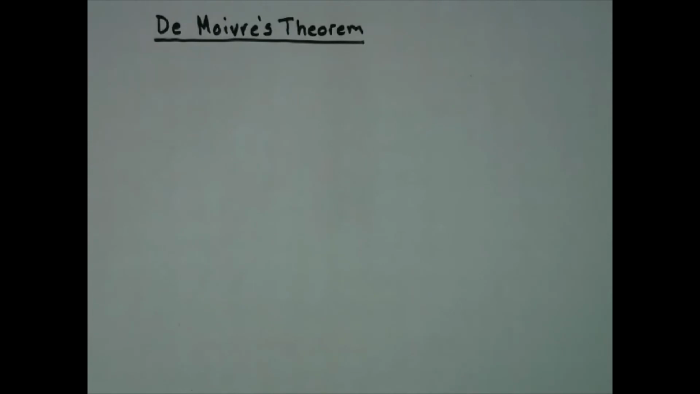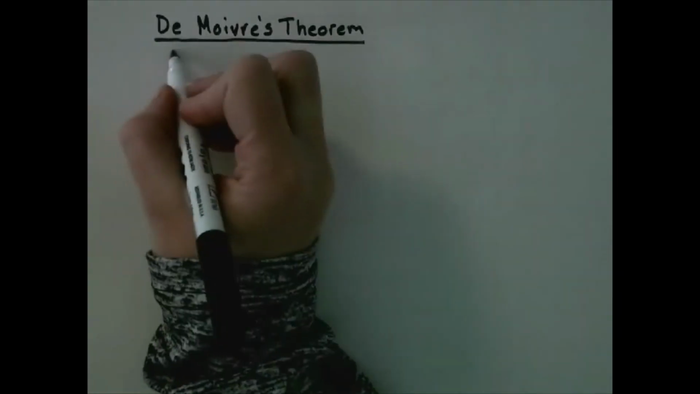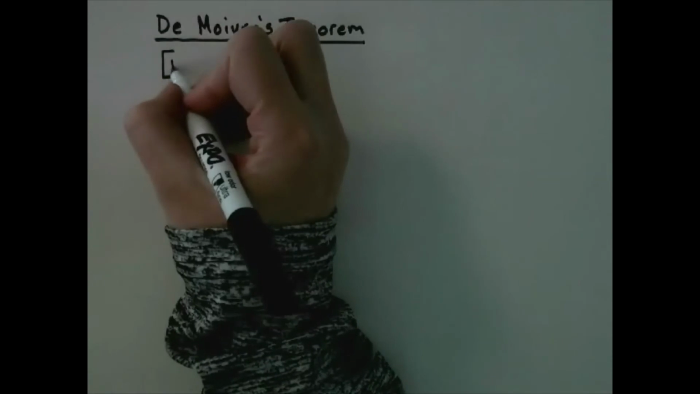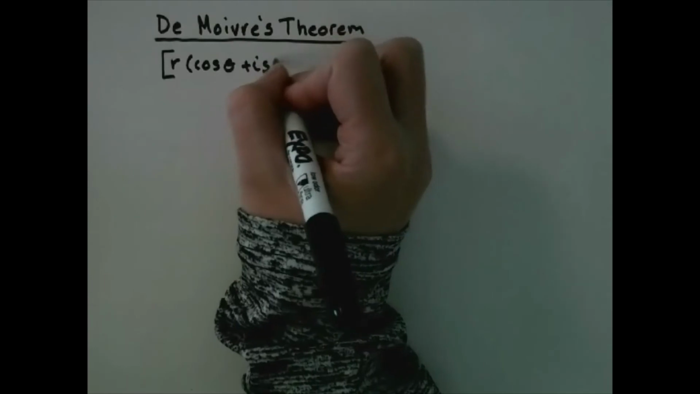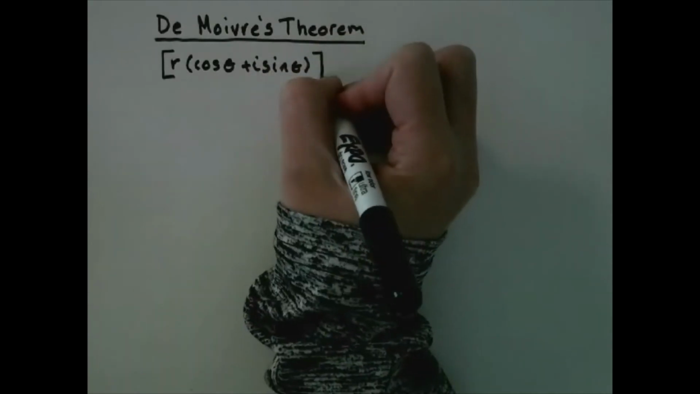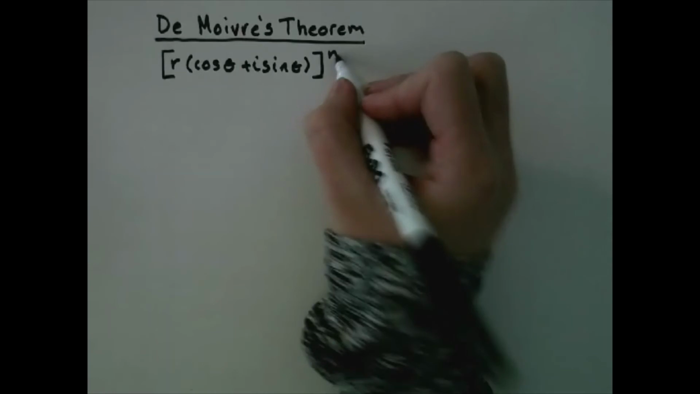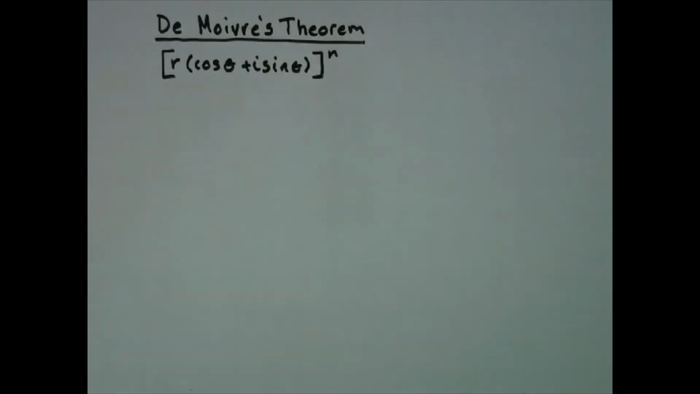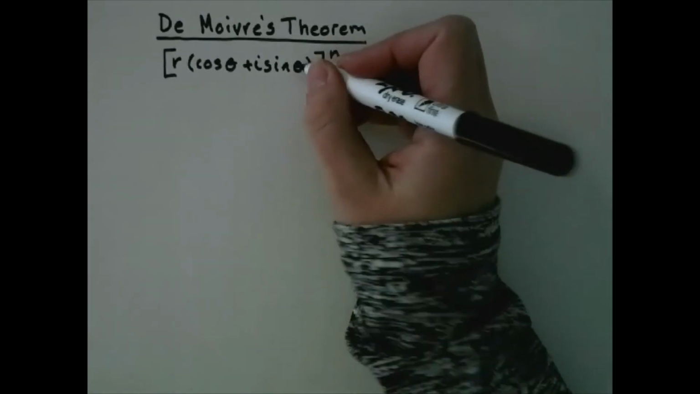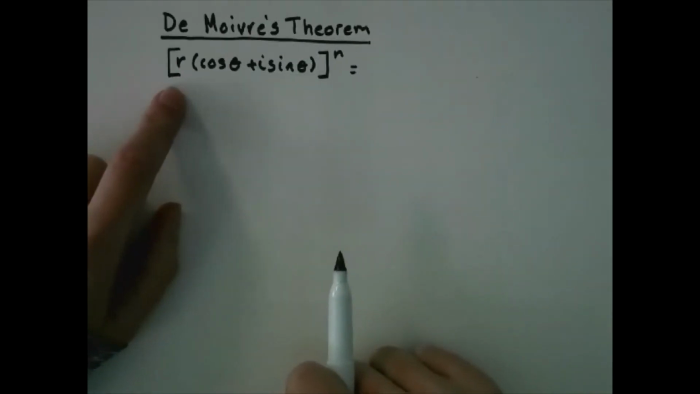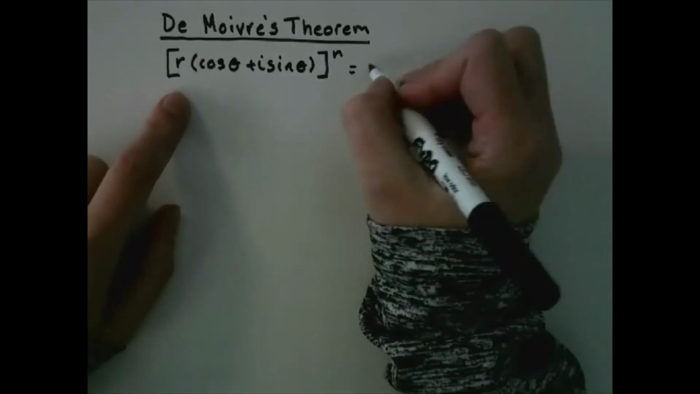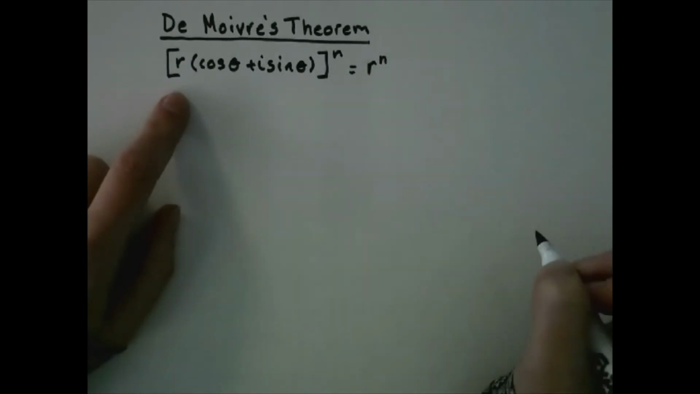Okay, last we have DeMoivre's theorem. So DeMoivre's theorem is how to do a power in complex numbers. So we're going to take r cosine theta plus i sine theta. We're going to take this complex number and we're going to raise it to a power. This will follow what we did with the product and the quotient. So when we multiplied, we multiplied the r's. When we divided, we divided the r's. For a power, we're going to raise it to the power.